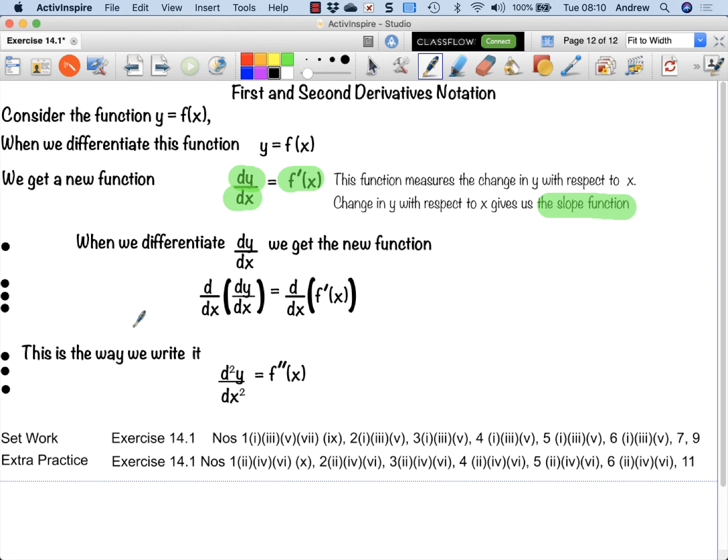Now, what is it a measure of? Well, this is the rate of change of the slope with respect to x. So what we're looking at here is the way the slope is changing. So this is very important. You need to learn this. The second derivative, this function measures the rate of change of the slope with respect to x. That's very, very, very important.